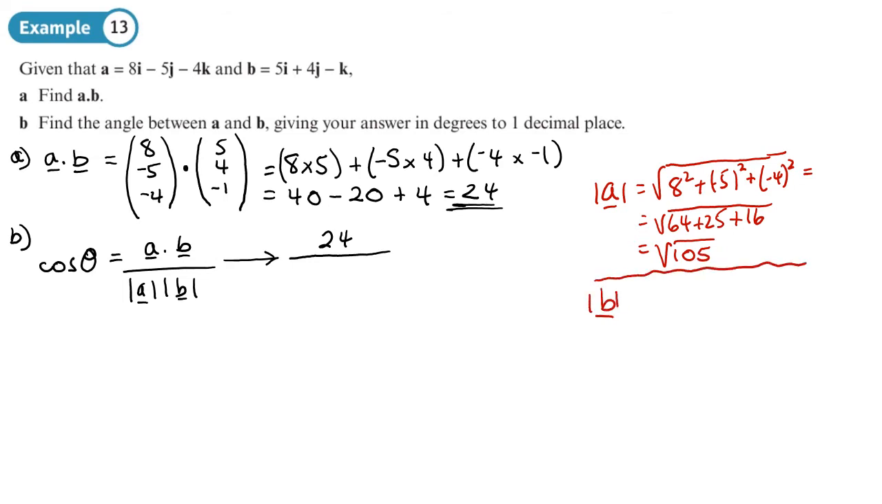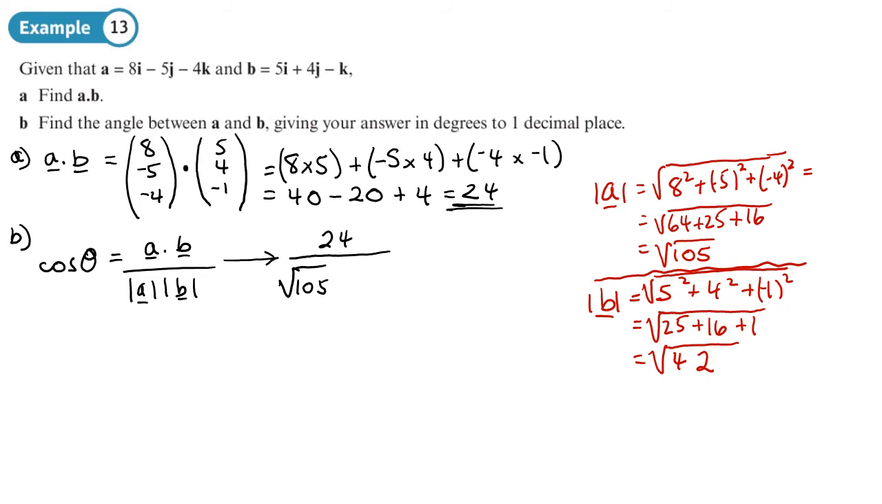Then we'll do the length of B, and that will be the square root of 5 squared plus 4 squared plus negative 1 squared. So the length of B is going to be the square root of 25 plus 16 plus 1. So that's 42. So root 42. So they can go at the bottom here: root 105, root 42. So that will be the cosine of the angle.